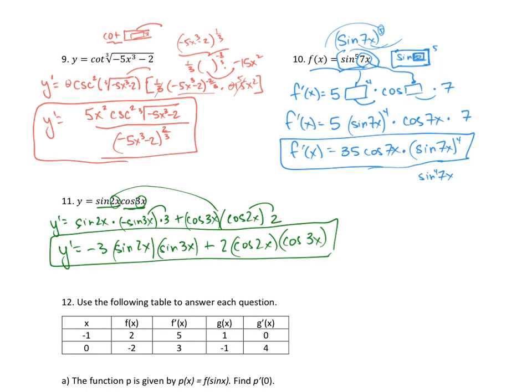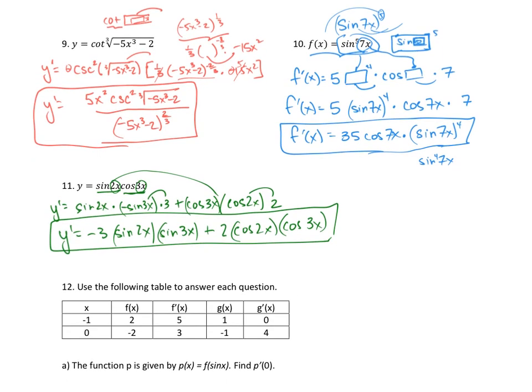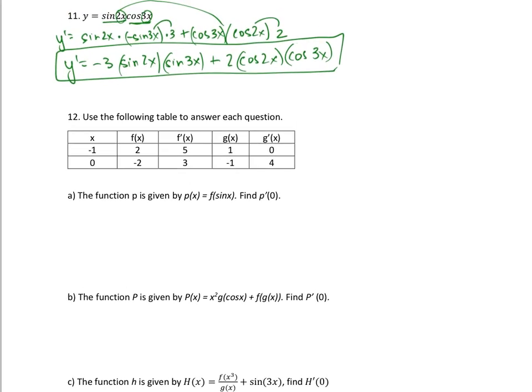All right, let's take a look at number 12. For number 12, it says we have to use the table to answer the following questions. For the first part, we are given what f of x is at a couple values of x, negative 1 and 0. We're given the f prime of x, g of x, and g prime of x.